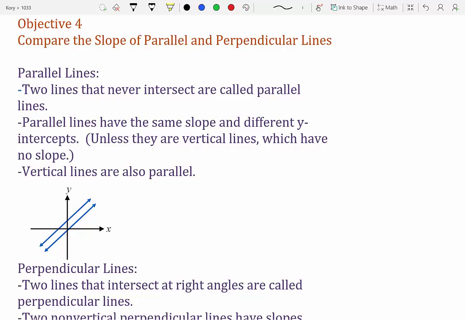Parallel lines have the same slope and different y-intercepts, unless they are vertical lines, which have no slope. Vertical lines are also parallel.